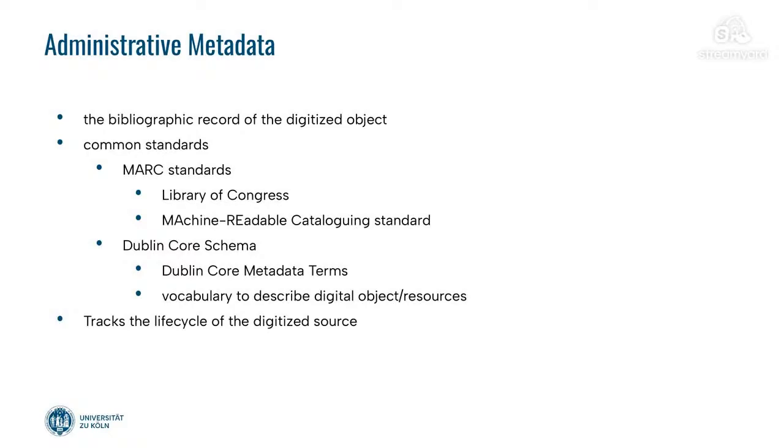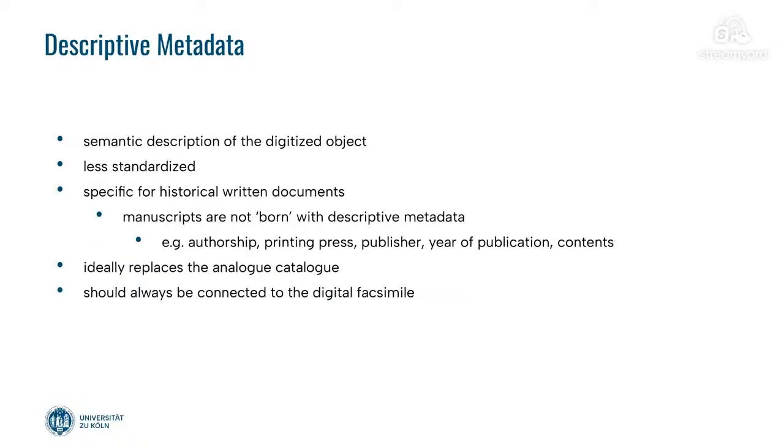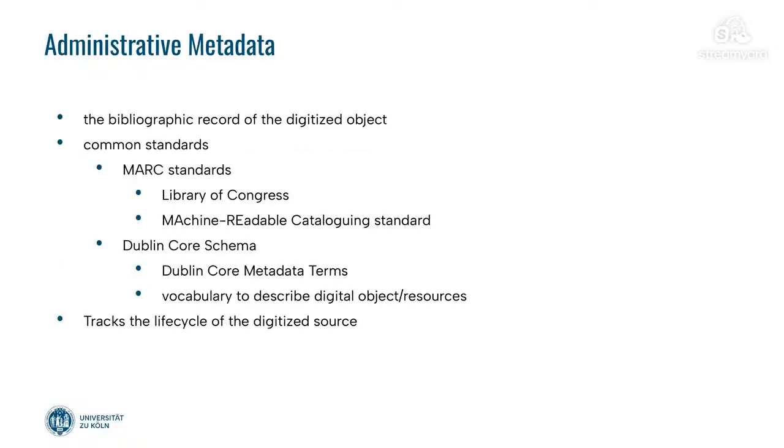So the administrative metadata is what I call the bibliographic record of the digitized object. There are some common standards in the library world, like the MARC standard and the Dublin Core schema, that are vocabularies to describe digital objects and resources, and they track the life cycle of a digitized source. But going back quickly, it's a bit difficult for manuscripts to put them in these very standardized formats that were made for printed books.